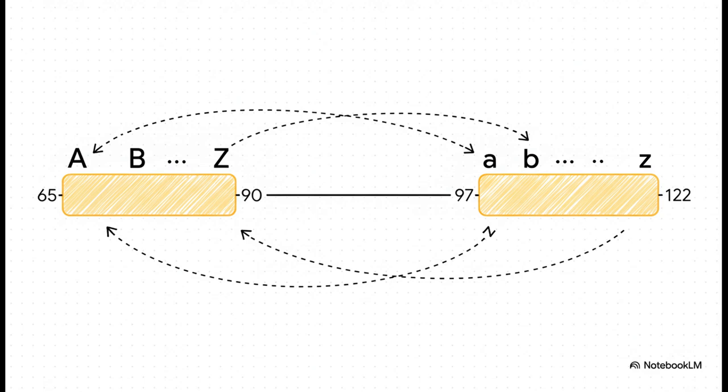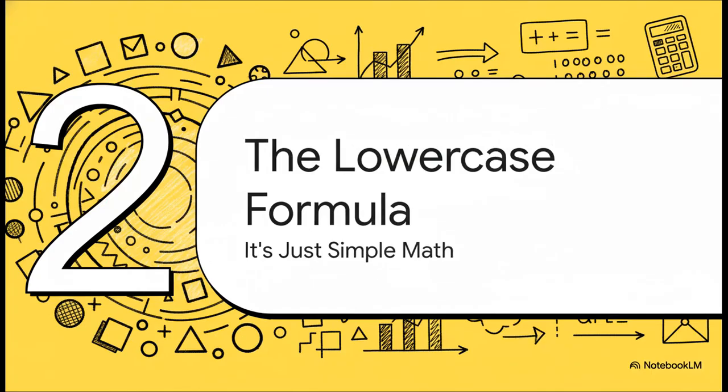There's a hidden pattern. The uppercase letters, A through Z, are all lined up in a neat little row from 65 to 90. And the lowercase letters, they're also lined up, A through Z, from 97 to 122. It's not random. And that predictable gap between them, well, that's the whole secret. So, because of that beautiful, predictable, mathematical pattern, we don't need some kind of complex AI to figure this out. Nope. All we need is a really simple formula. It's just a little bit of basic math.